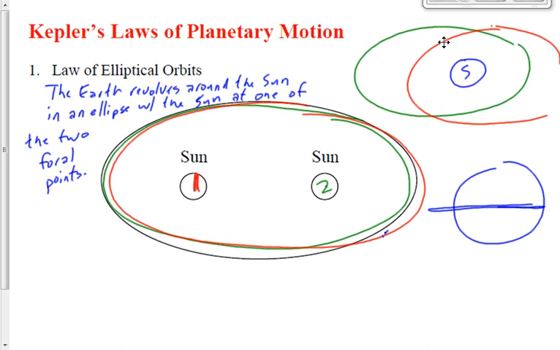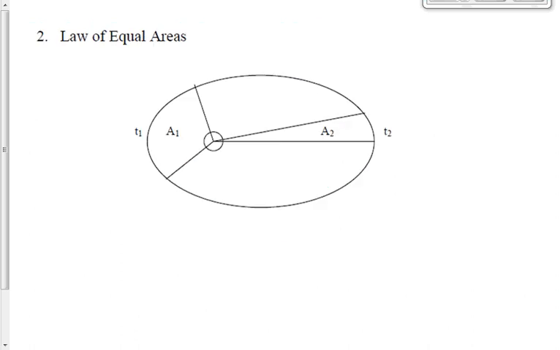Wait till you see this one. Oh, don't draw this one till I'm done, okay? Tony? Yeah. The law of equal areas. Boy, oh boy, oh boy.